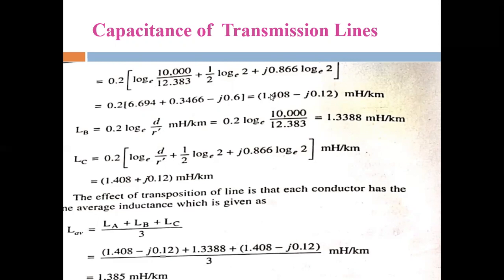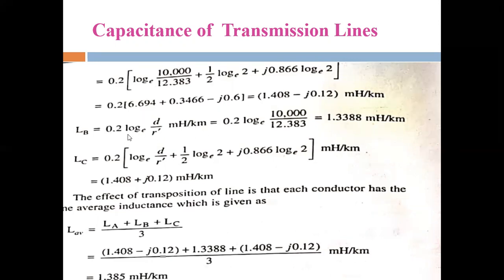That is equal to 1.408 minus j 0.12 millihenry per kilometer. In the same way we calculate the inductance LB also. Therefore LB is equal to 0.2 log e D by R dash.